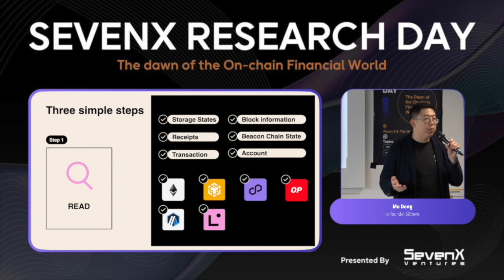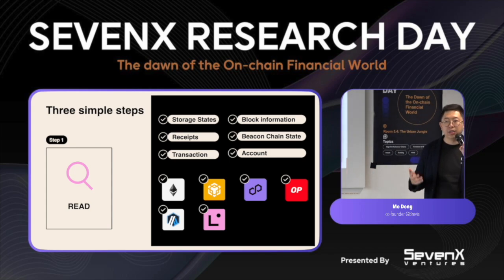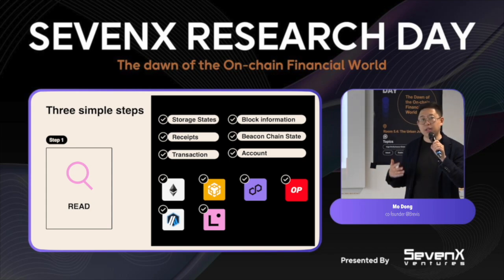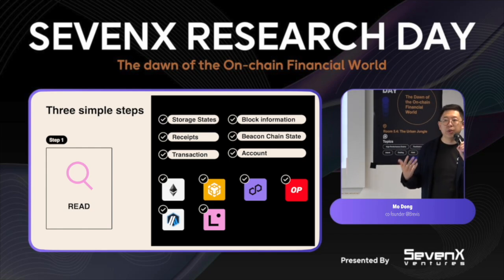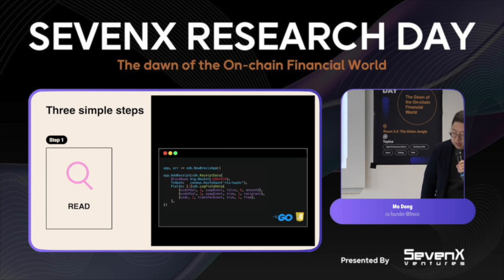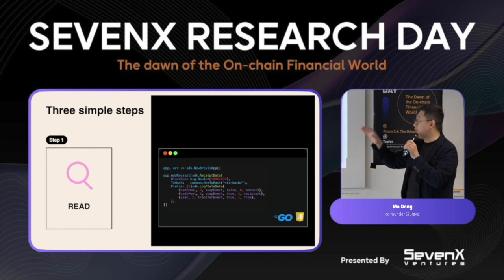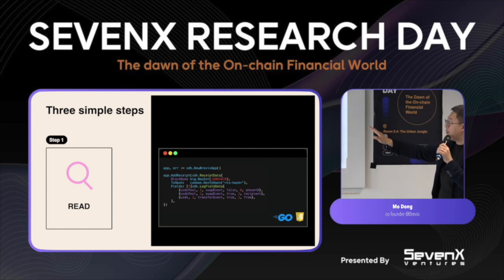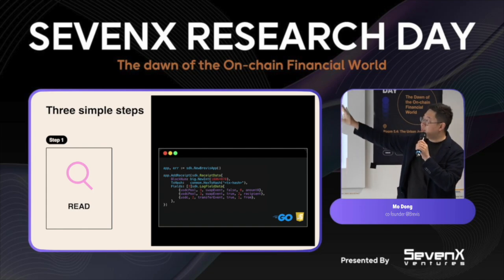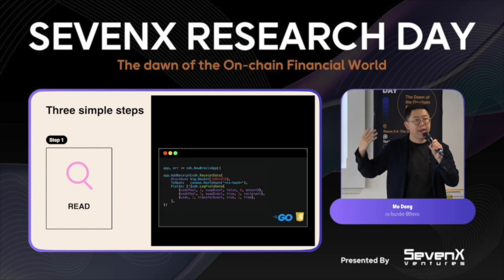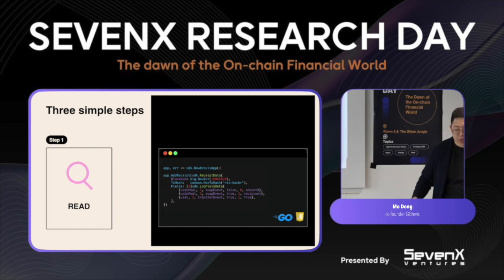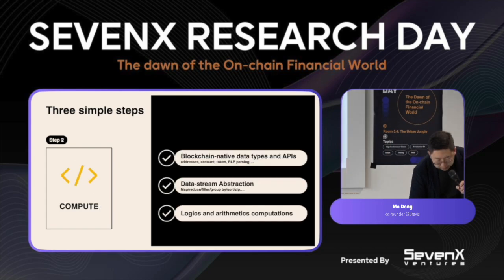Using this data, you can actually access users' historical actions and interactions with different types of applications and derive insights and computational results out of that. And of course, block information and account state as well. So the read process using Brevis is quite simple. You just specify what type of data you want to read and add it here. This very simple code snippet is how you can access the user's Uniswap trading volume on a particular pool.